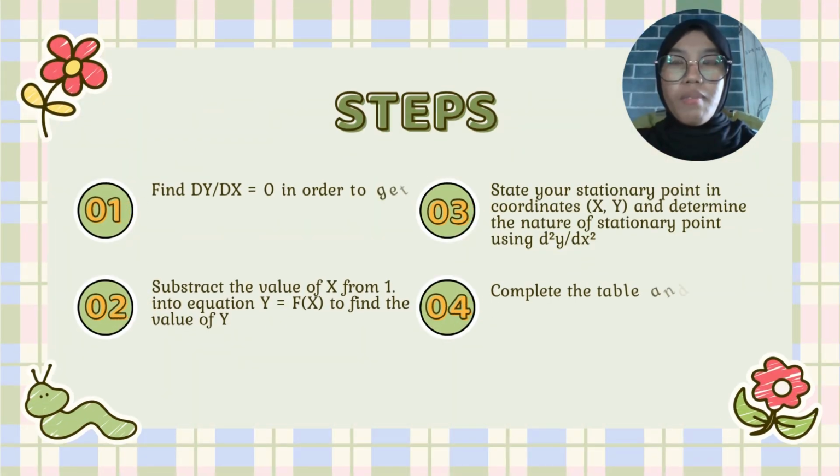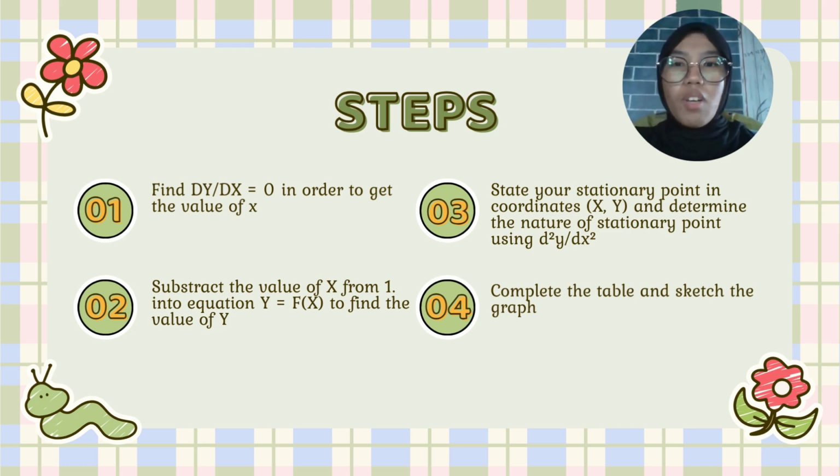To solve the question from the previous slide, there are steps you need to do first. The first one is find dy over dx equals 0 in order to get the value of x. The second is substitute the value of x from step 1 into the equation y equals f(x) to find the value of y. The third is state your stationary point in coordinates (x, y) and determine the nature of the stationary point using d squared y over dx squared. The fourth is complete the table and sketch the graph.